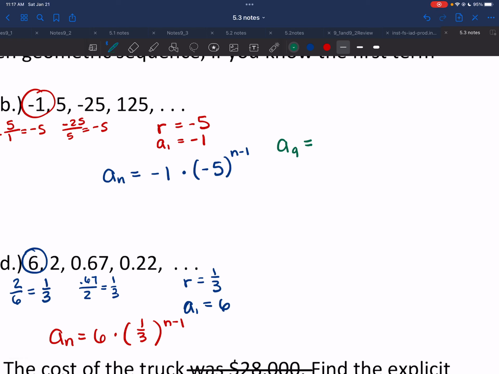We have -1, which is our equation here, times -5 to the 9 minus 1, so that would be 8. So in my calculator again, I would put -5 caret 8 enter times -1, and that would give me a value of -390,625. If you are not getting these numbers, please make sure you contact your teacher to make sure that you understand how to actually get these formulas used in an application.